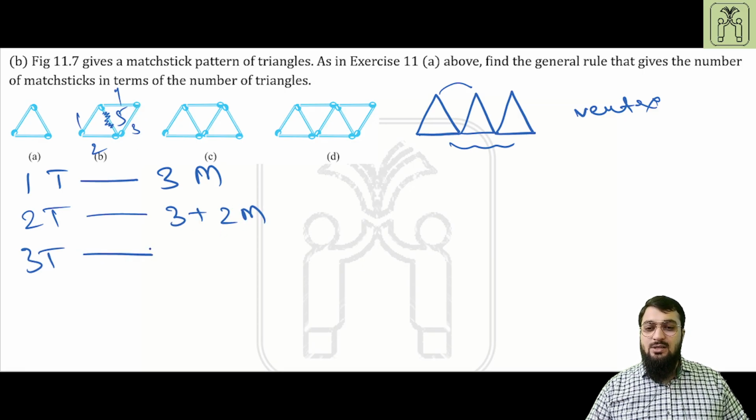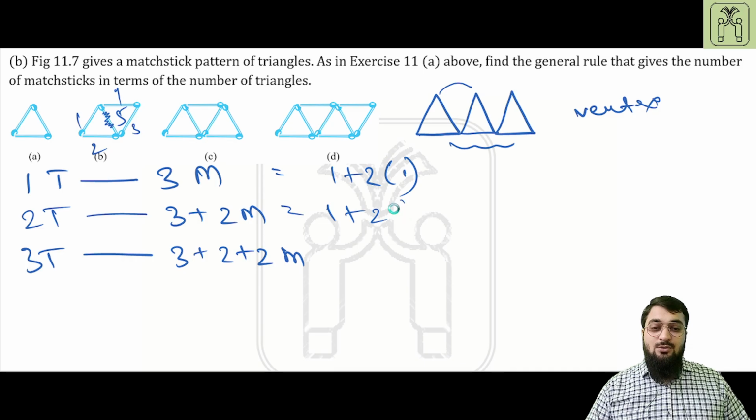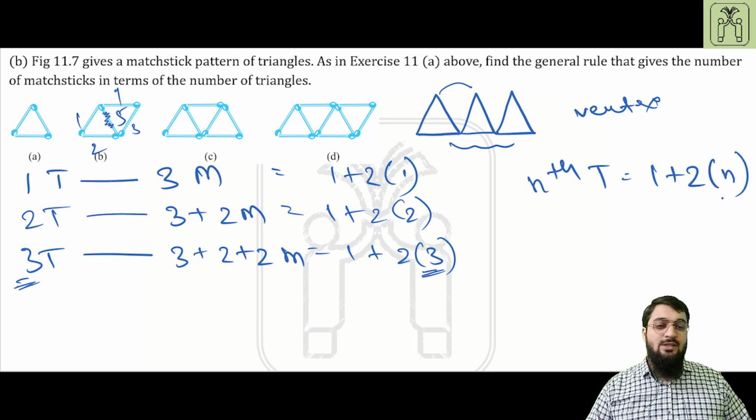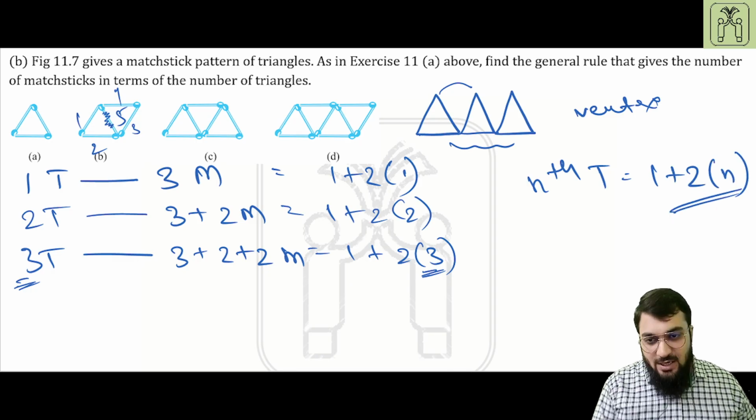Similarly, three triangles are taking 3 plus 2 plus 2 matchsticks. Looking at the pattern, we can say that it has 1 plus 2, this has 1 plus 2 times 2, and this has 1 plus 2 times 3. So the multiplication factor is equal to the position of the triangle in the pattern. Therefore, the nth triangle will have 1 plus 2n matchsticks as the answer.